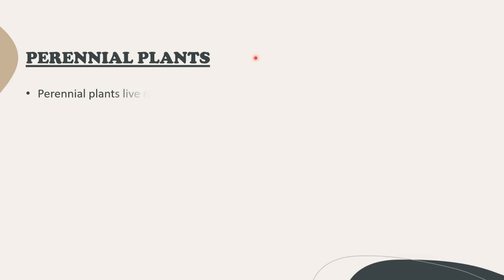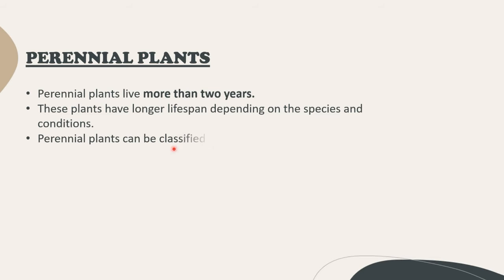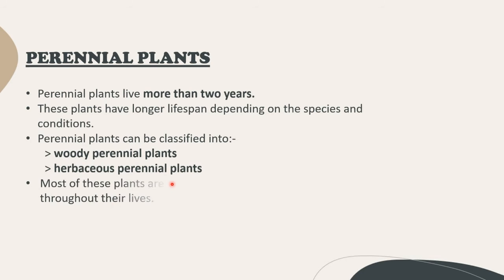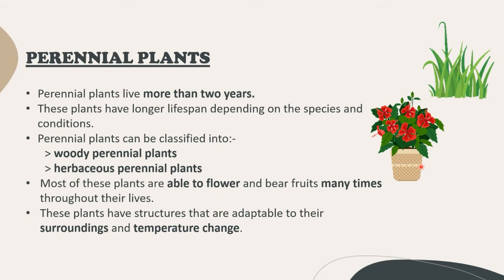For perennial plants, they live more than 2 years. These plants have longer lifespan depending on the species and their condition. Perennial plants can be classified into 2 groups, which are woody perennial plants and also herbaceous perennial plants. Most of these plants are able to flower and bear fruits many times throughout their lives. These plants have structure that are adaptable to their surrounding and temperature change. As an example, grass, hibiscus plant, and mango plant.